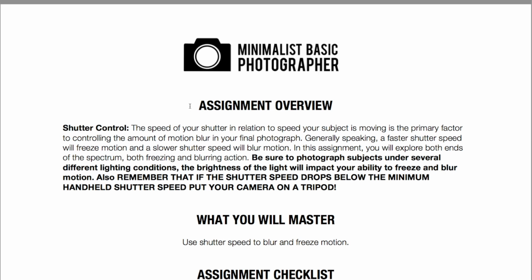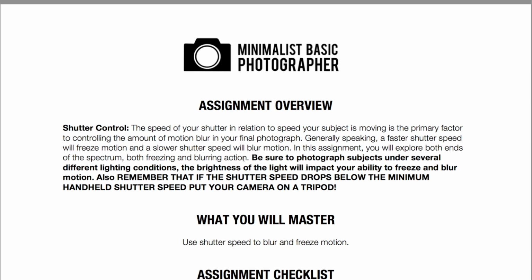To review, the speed of your shutter in relation to the speed your subject is moving is the primary factor to controlling the amount of motion blur in your final photograph. Generally speaking, a faster shutter speed will freeze motion and a slower shutter speed will blur motion. In this assignment, you are going to explore both ends of the spectrum. You are going to freeze action and you're going to blur action.